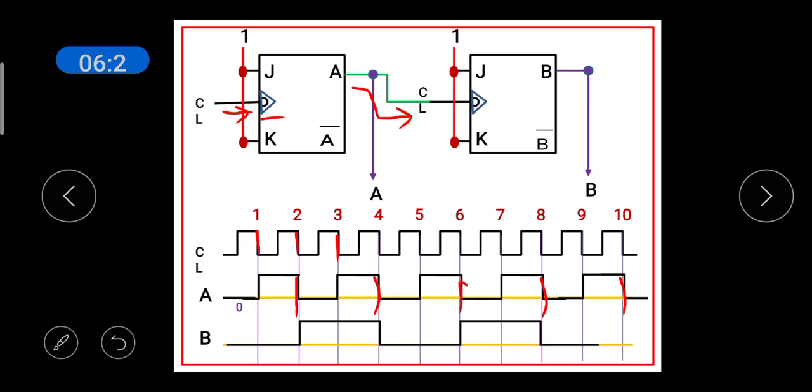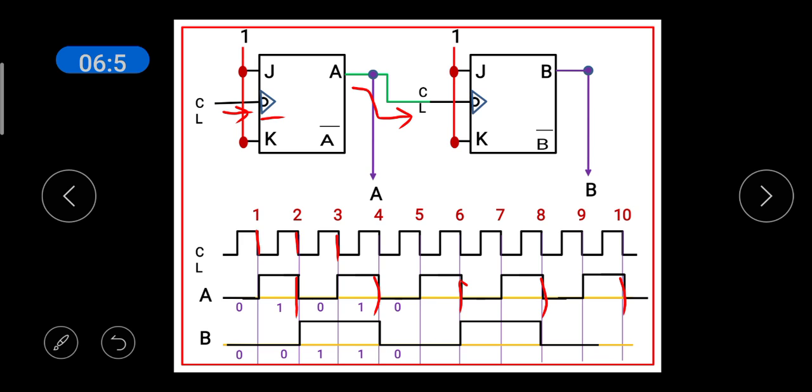Now if you write the output of the flip-flops for each clock signal, you see that before the first clock pulse, the outputs are 0, 0. After the first clock pulse, 0, 1. After the second clock pulse, 1, 0. After the third clock pulse, 1, 1. After the fourth clock pulse, it goes to 0, 0.